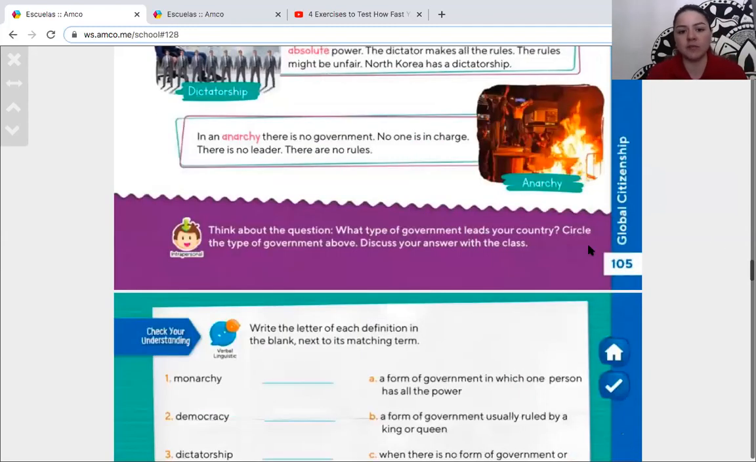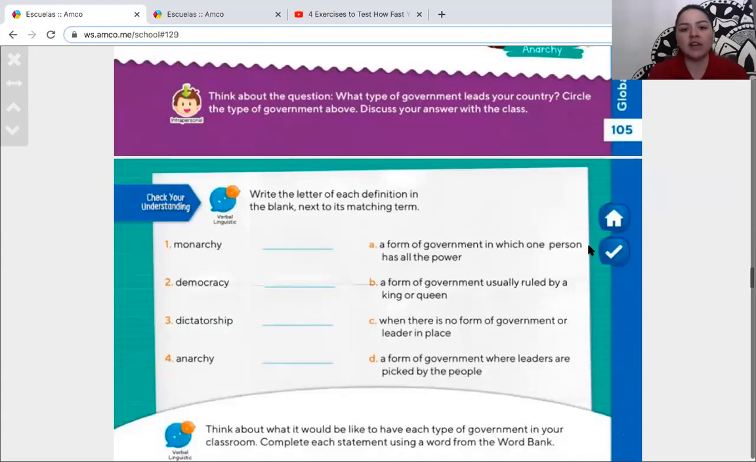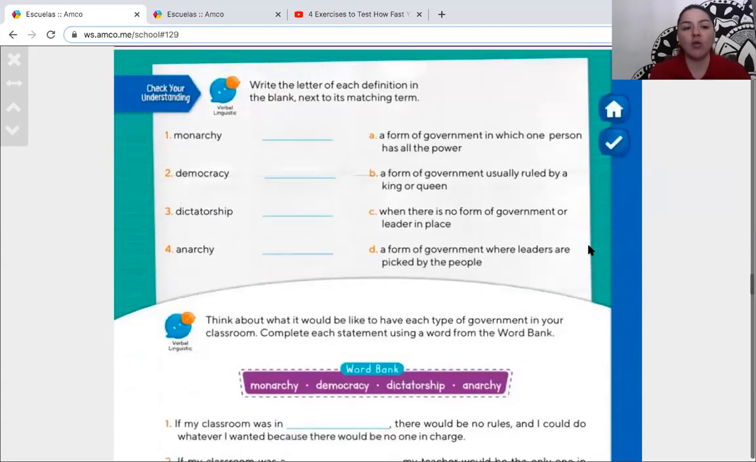Now let's go to the next page. Write the letter of each definition in the blank. You already listened to the definitions and read them, so you must be able to answer this one. You must write the letter here. Monarchy. What's a monarchy? Well, you pick the correct one.